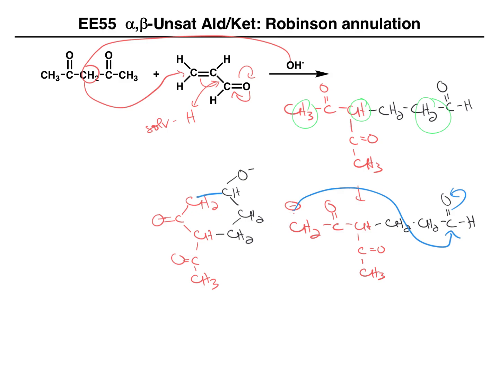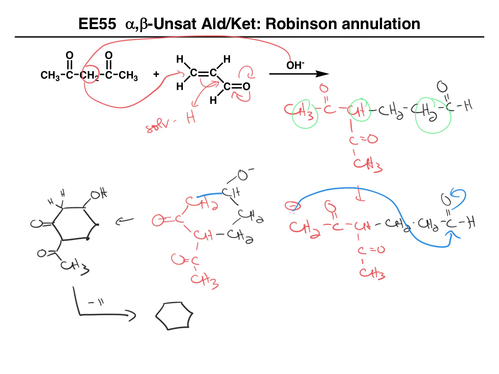Now from here, our O minus can grab a proton. I'm not going to do all the color coding anymore, but we can have this 6-membered ring. This is a carbonyl. Here is our OH, and here is our other ketone. In addition to this OH, keep in mind we have 2 hydrogens here, and this can lose water. We're still under basic conditions, so we're going to lose water to give us this.